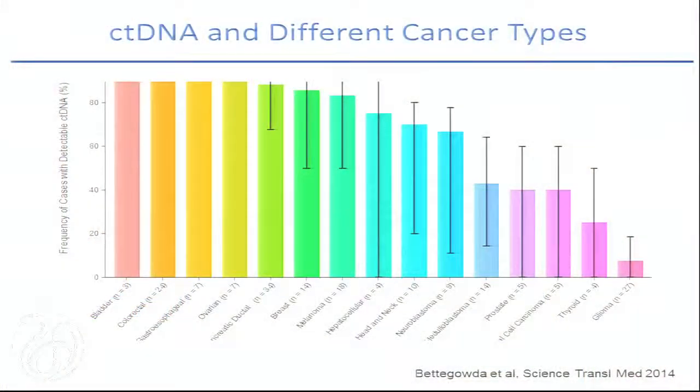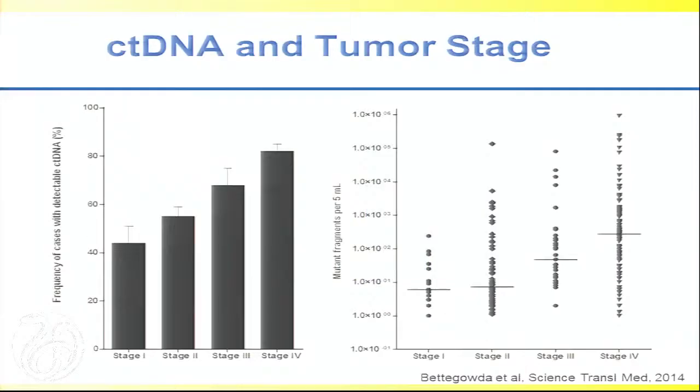If you look to the very right end of the spectrum, you see that in gliomas, we can only detect circulating tumor DNA in about 1 in 10 patients, even with sophisticated methods. Also, tumor stage seems to be important, which appears intuitively obvious: with higher stage and more tumor, we have higher rates of detection.